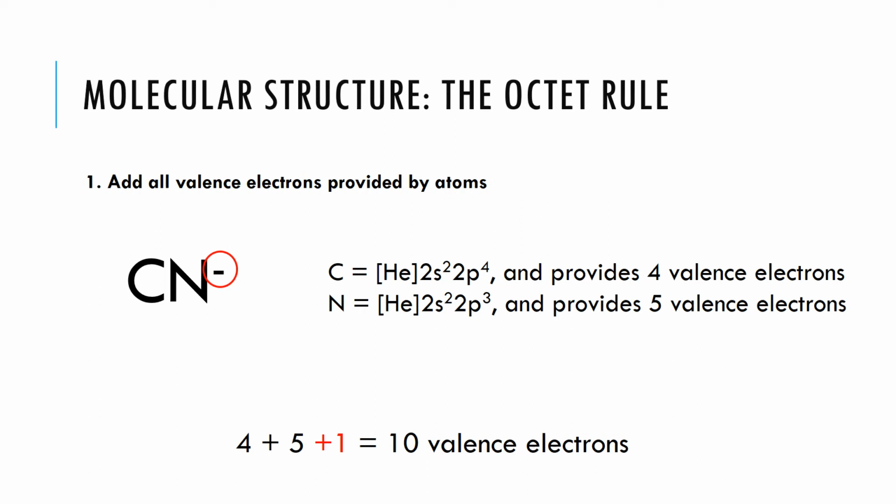So another example here of adding all of those valence electrons. Here is the CN- anion. Carbon provides 4 valence electrons. Nitrogen provides 5 valence electrons. We add those two together, but here you'll notice a slight difference. I've added an extra electron here because I'm dealing with an anion. So there's a negative charge associated with this ion, so I know there's an extra electron in there somewhere. So I have to add 1 more electron for an anion. That brings me to a total of 10 valence electrons.